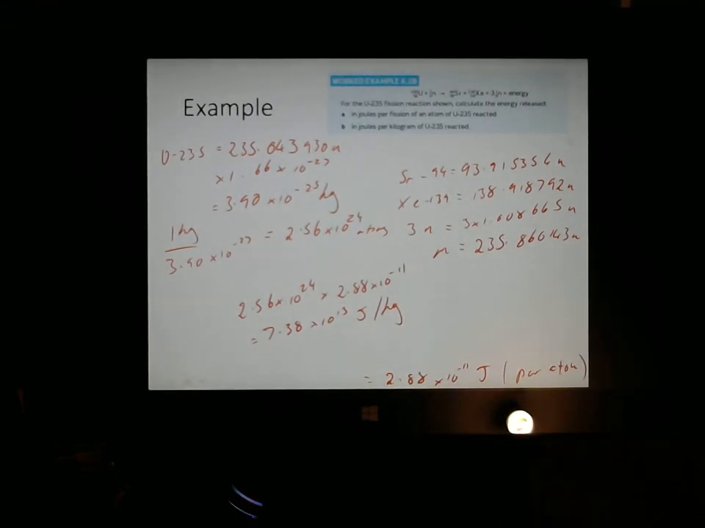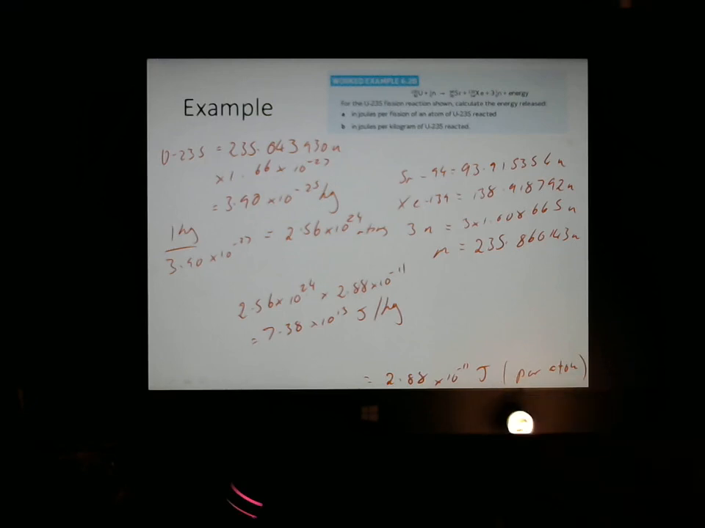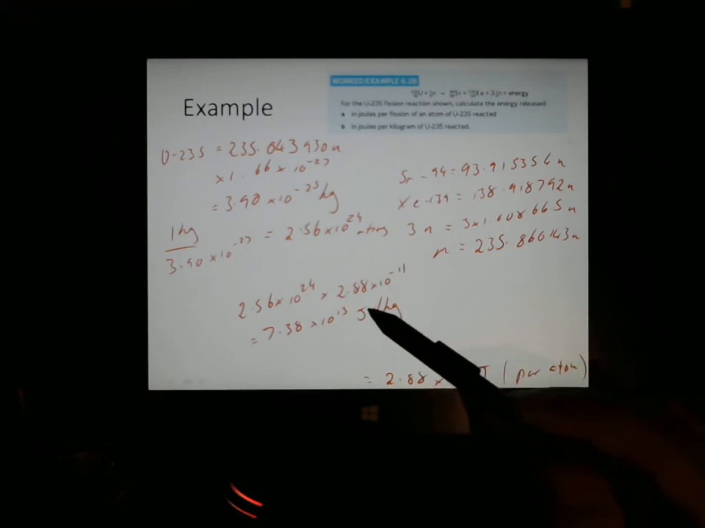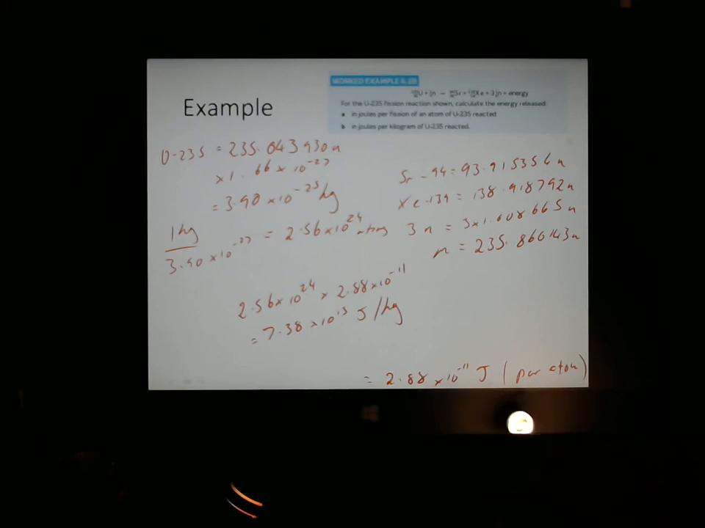So if we have 1 kilogram of uranium and we were to decay this, because remember, this is the energy per atom decayed, not the binding energy of the atom itself, but just the energy released from the decay, we end up seeing here that this is quite a lot of joules in 1 kilogram.